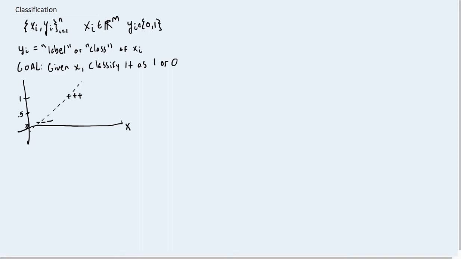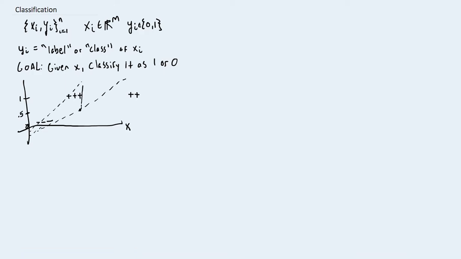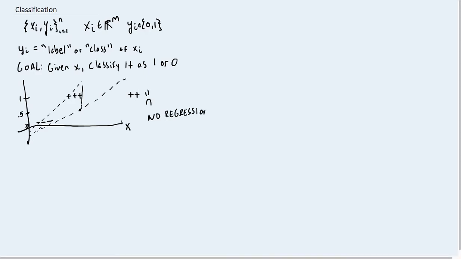But it turns out that's actually not a good approach, because, for example, what if you have some positive points way out here? Then you might find that the best regression line, given all your data, is something like this. And now all of a sudden, your cutoff is here for 0.5 and doesn't quite get these positives. So that's not good. We can't do regression. So no regression. We need to come up with a better approach for binary labels. So we have to do something else.